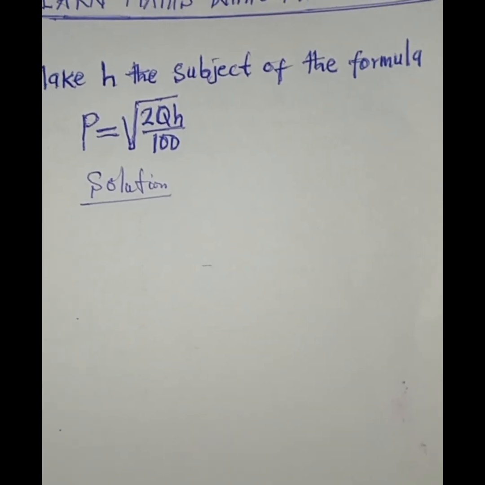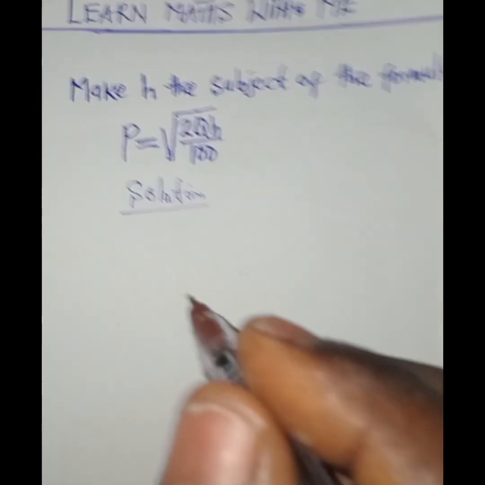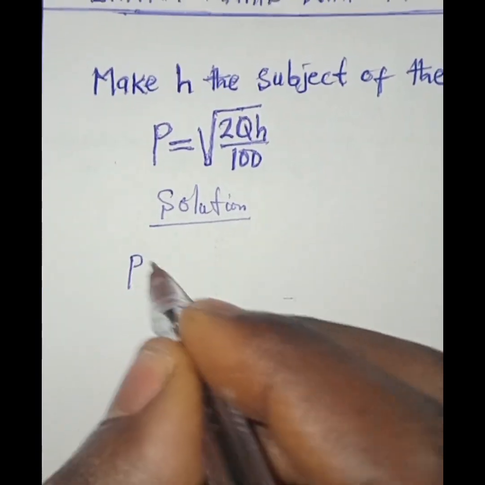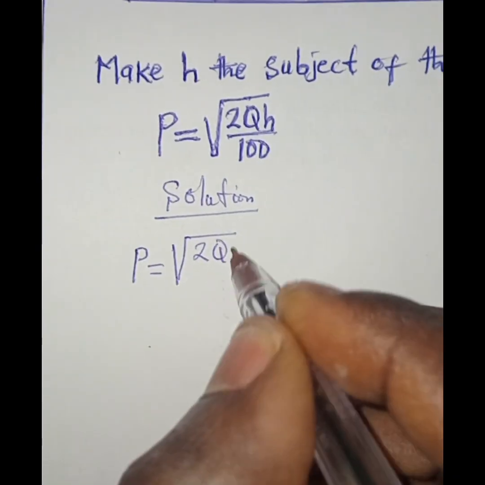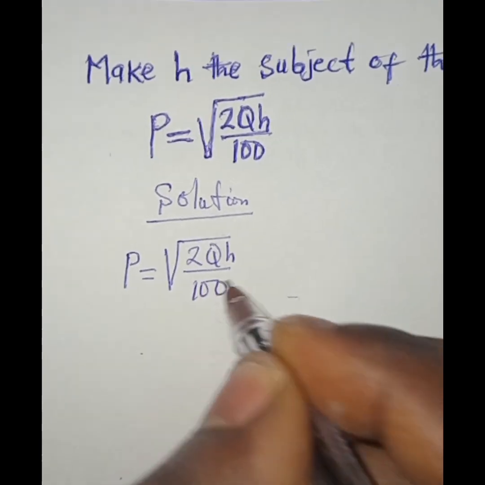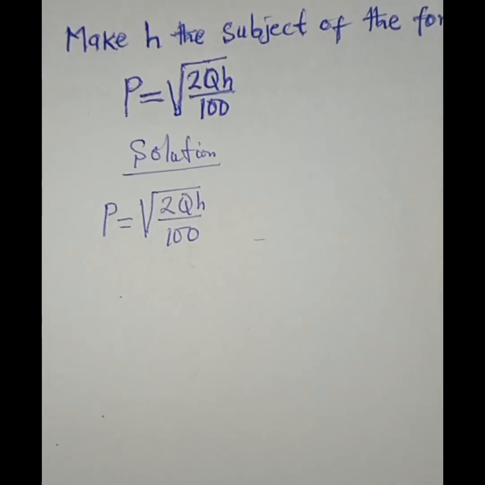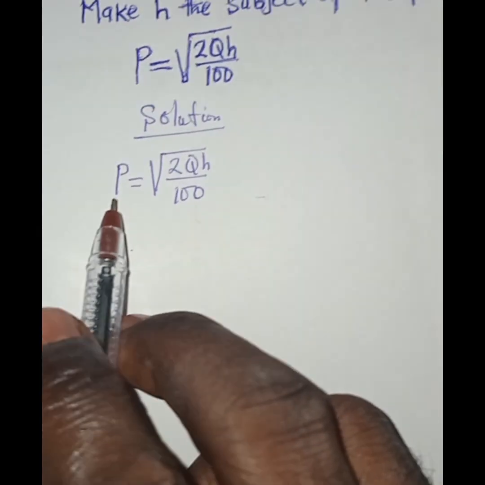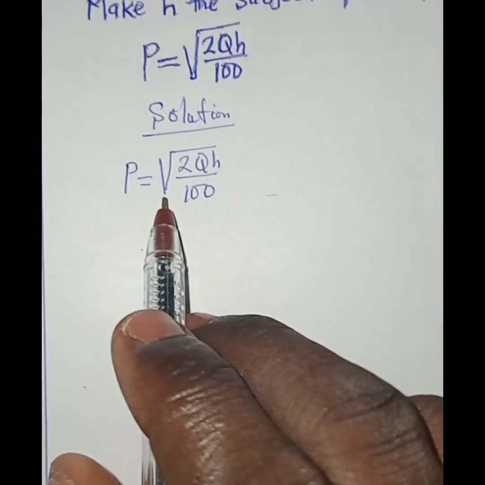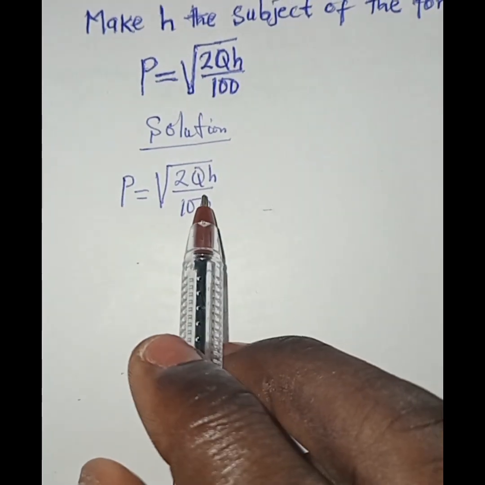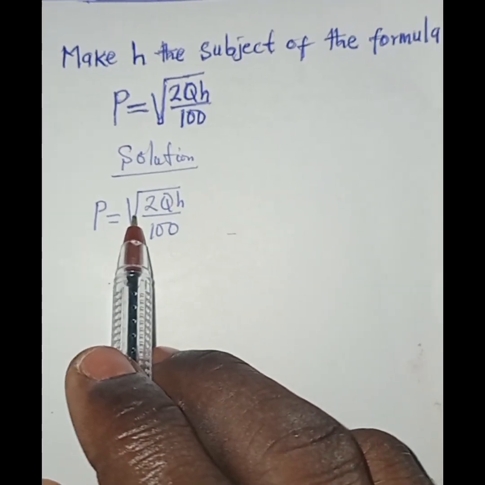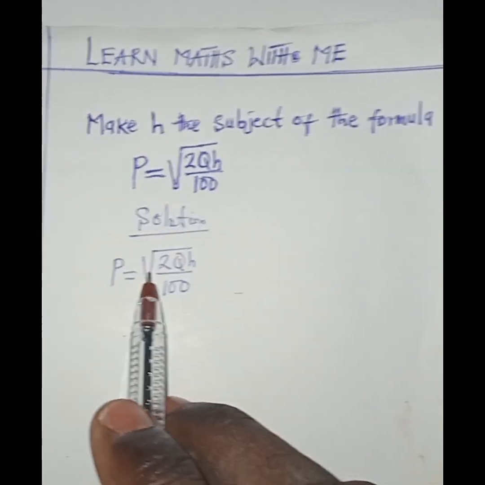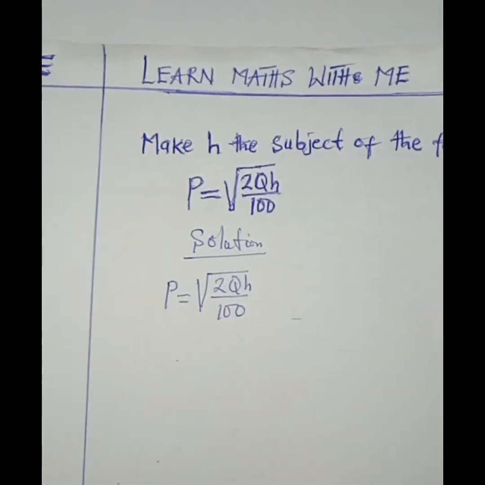So the next thing you are going to do is to rewrite the question again. So if you rewrite the question, you have P is equal to the square root of 2qh all over 100. Now, what are you going to do again? Remember, P is standing alone. Why? You have a square root covering everything. So how are we going to remove this square root is the problem we're having, right? But that's not a challenge. Remember, there is a rule.